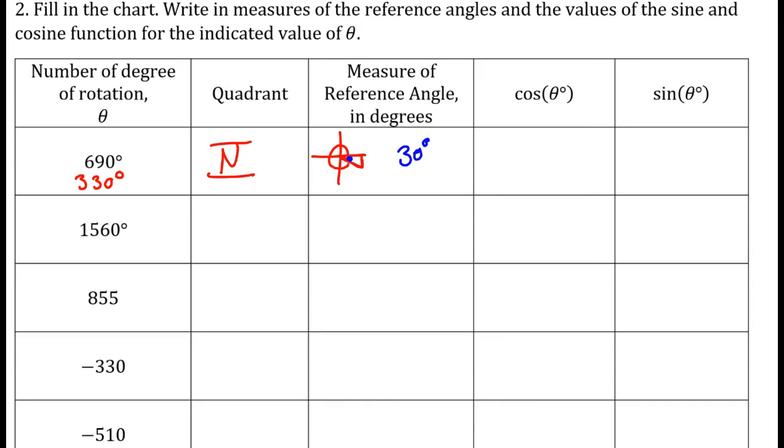In quadrant 4, cosine is positive and sine is negative. So what's the cosine of 30? The cosine of 30 is radical 3 over 2. And the sine of 30 is 1/2. But because I'm in quadrant 4, my answer is negative 1/2. That's the process we need to go through for all of these given angles.